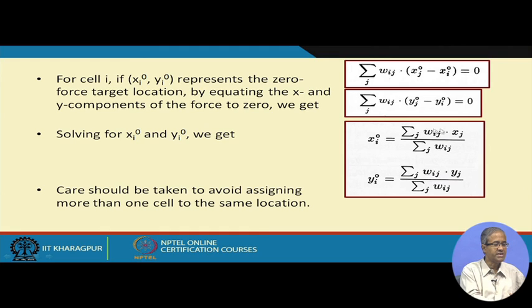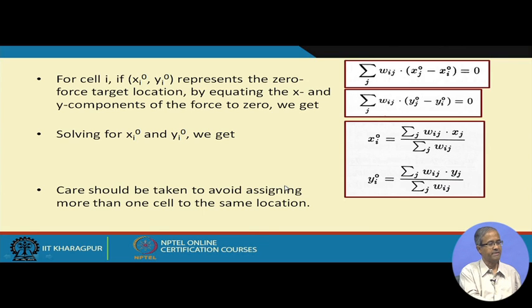So, the final location is given by x and y values by expressions like this. If I know the coordinates of all other blocks and their weights of connections, we can calculate the value of the 0 force target location. But of course, we should check explicitly that there is no overlap when we are generating the target coordinate, because you may generate a target coordinate which is already occupied. So, we will have to put the block in some nearby location.